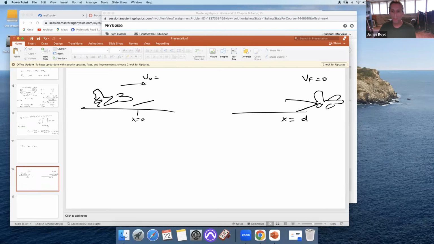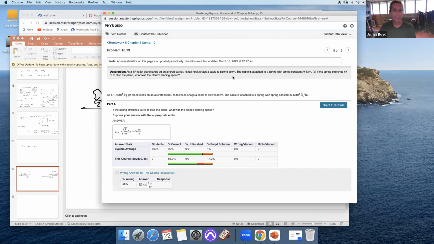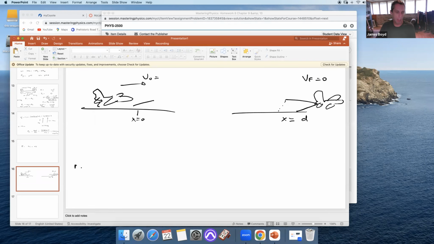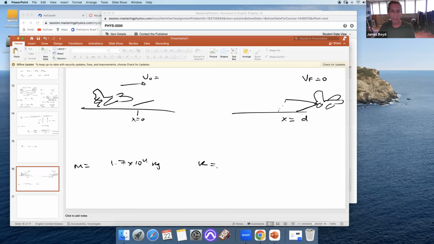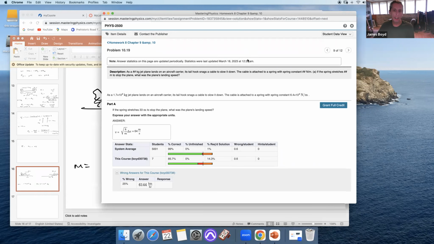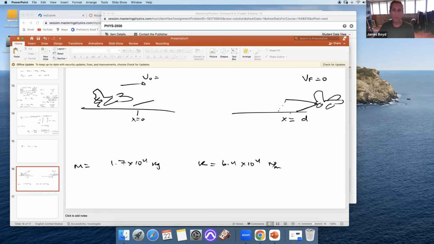And so what we need to determine, we're told the spring constant of the wire. We're told the mass. Mass is 1.7 times 10 to the 4th kilograms. And k of the spring is 6.4 times 10 to the 4th newtons per meter. And we're told that if it stretches 33 meters, what was the landing speed?